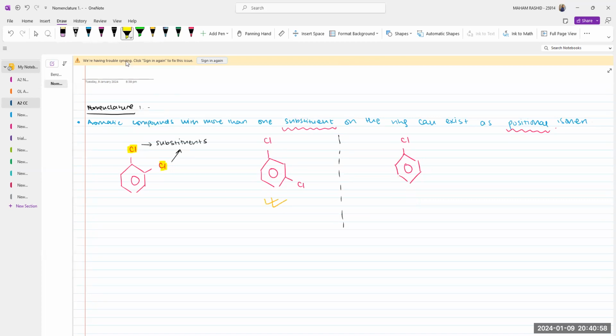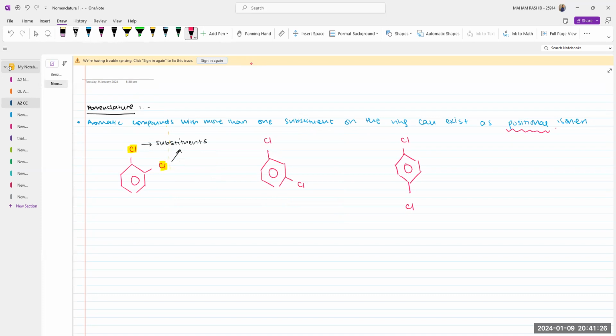I will also not place my chlorine atom on the other side. Why? Because if I flip both of these, it's going to give me the same compound, right? So the three positional isomers that I can get are these three.